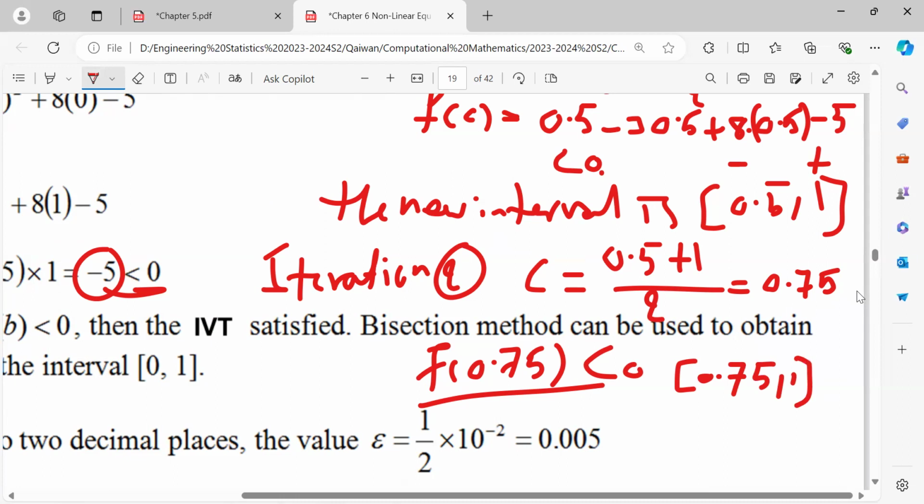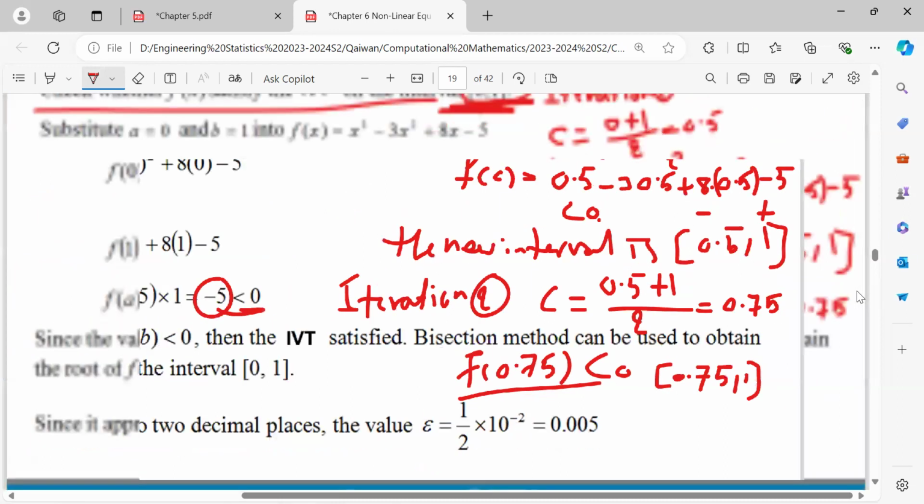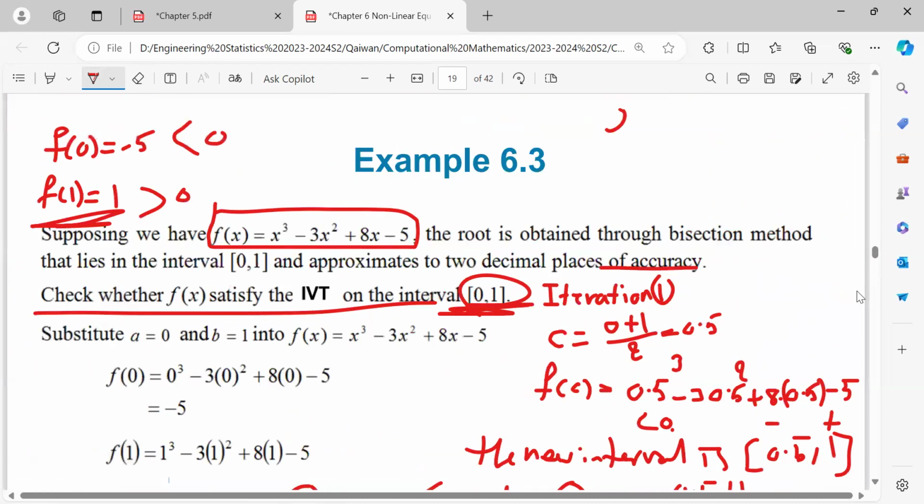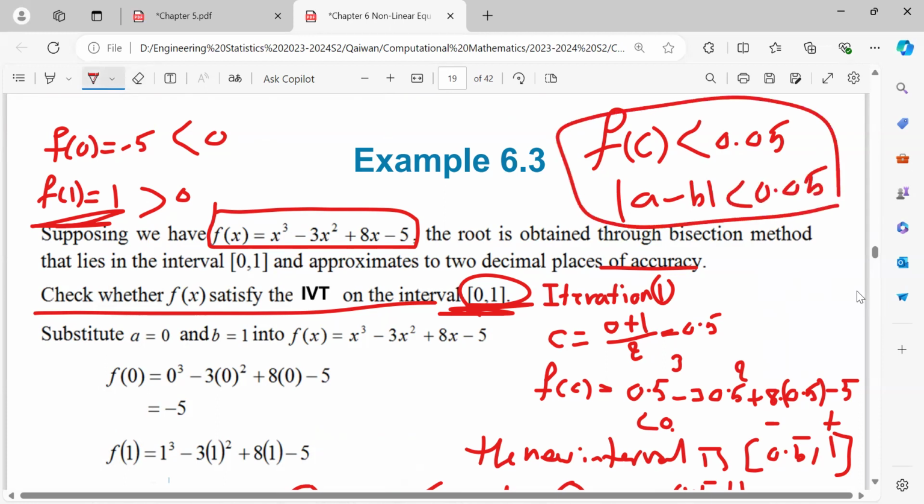Again, we do it again and again until the last C, if f of C is less than 0.05 for 2 decimal points, or the last interval, a minus b, is less than epsilon, which is 0.05. If one of these is satisfied, we could stop. And you could always use one of them in each step.